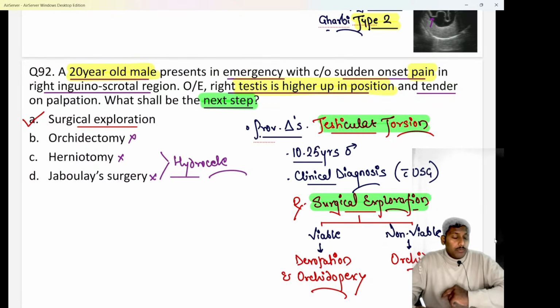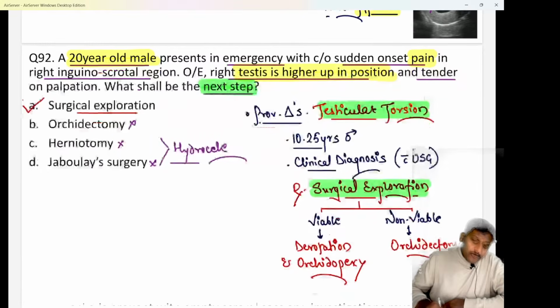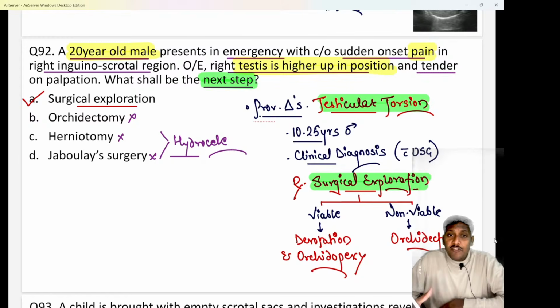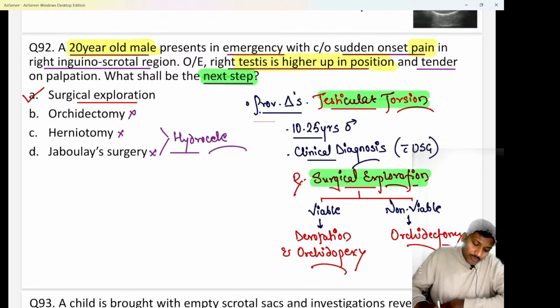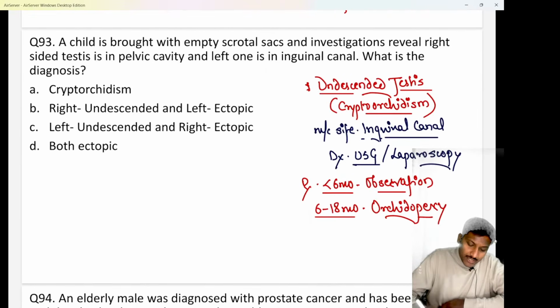That is important to be remembered. To differentiate testicular torsion from epididymo-orchitis, we perform a Prehn test. The Prehn test is done to differentiate a torsion from epididymo-orchitis.